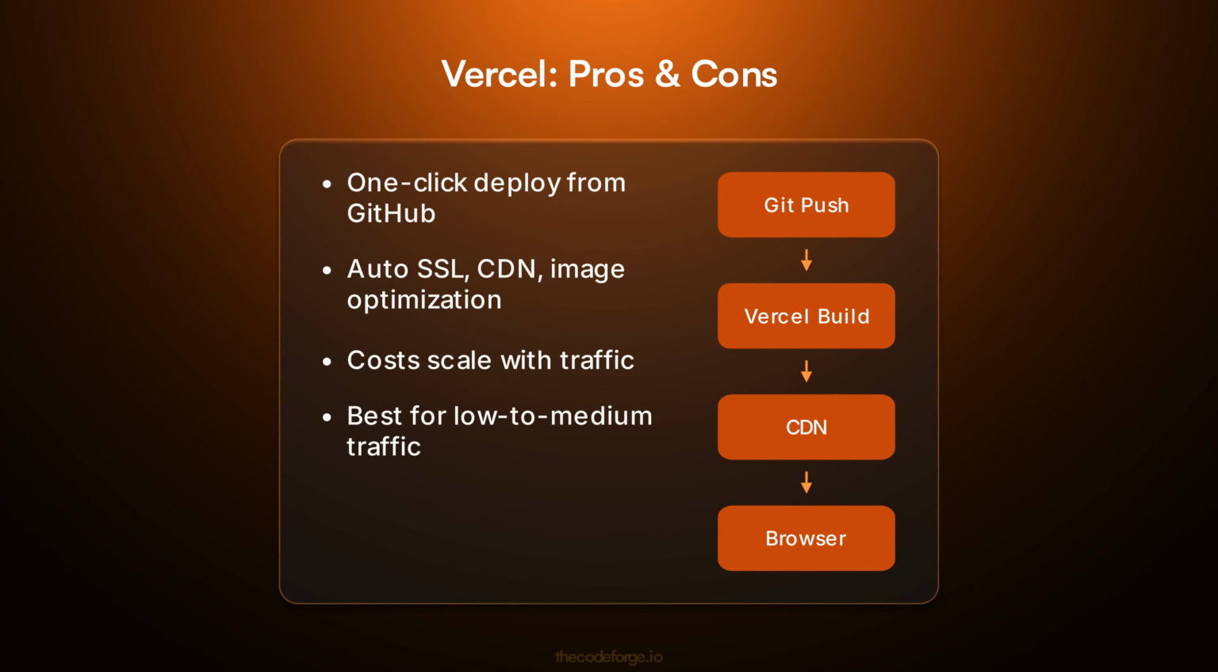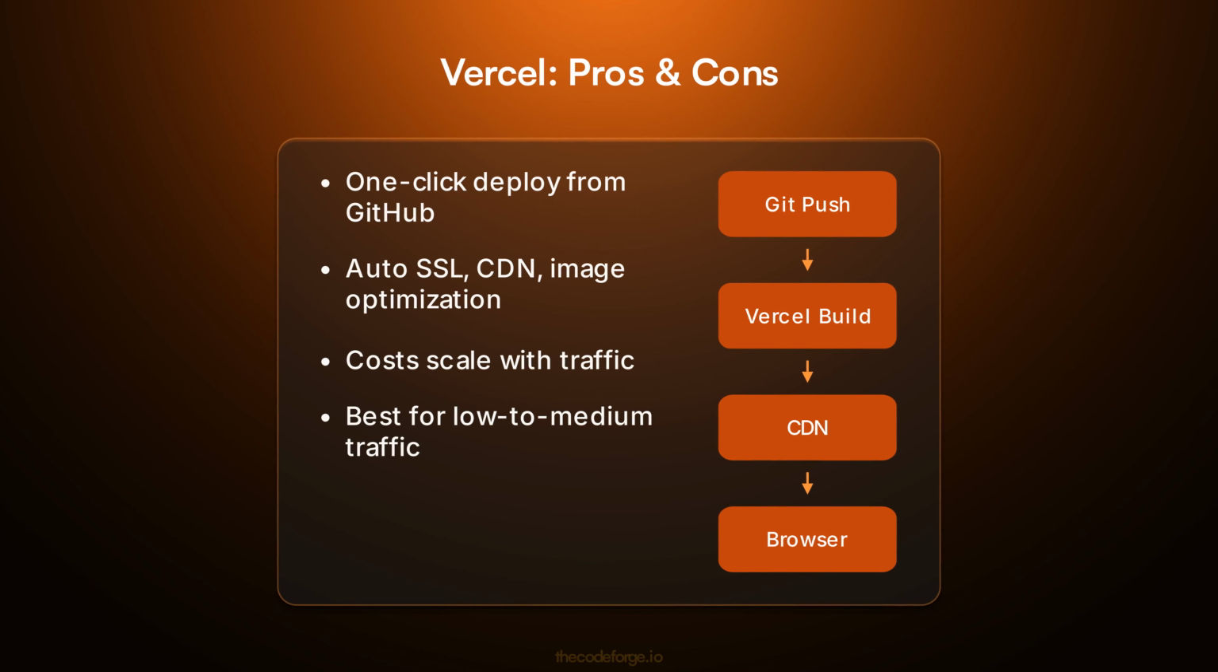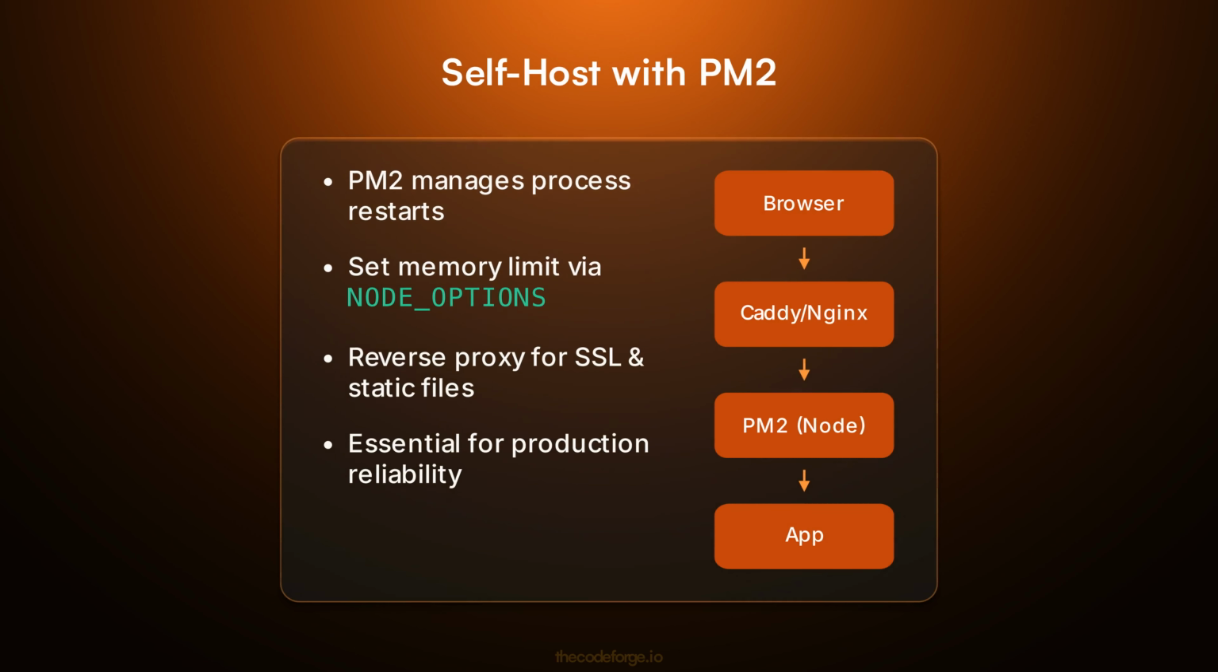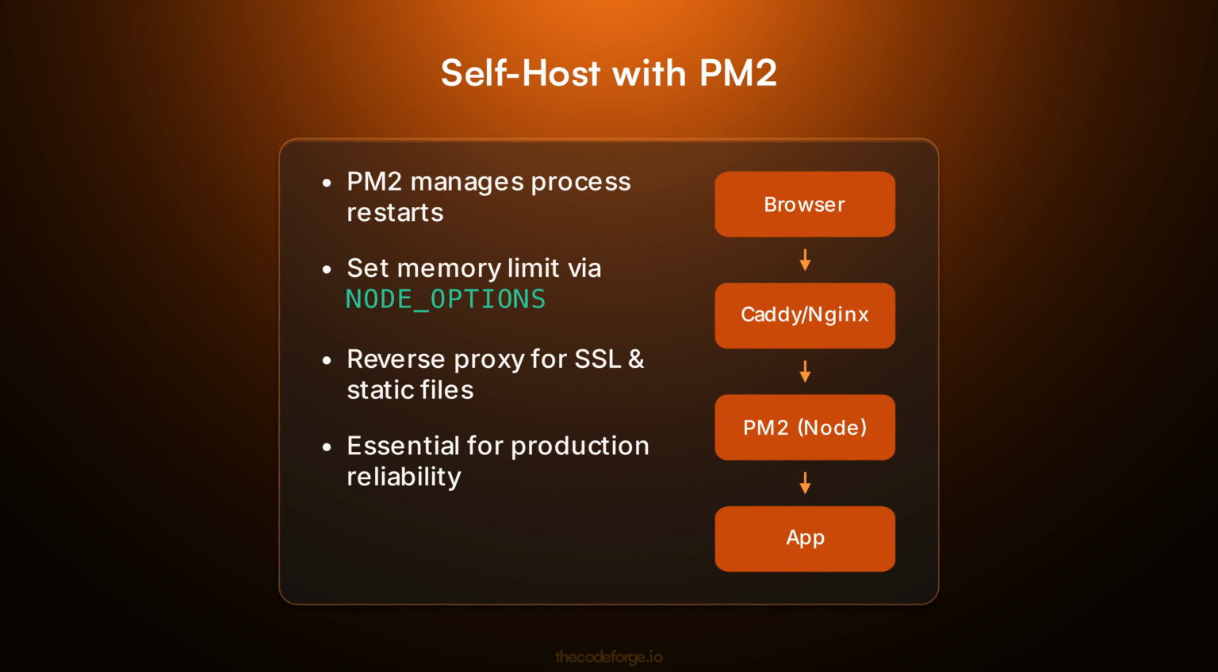Vercel is the easiest way to deploy Next.js. Connect your repo, hit deploy, and it works. But at scale, costs can skyrocket. For a site with 500K monthly visitors, Vercel can cost $180 a month, while a $5 VPS with Cloudflare costs $12. Self-hosting with Node.js requires a process manager like PM2.